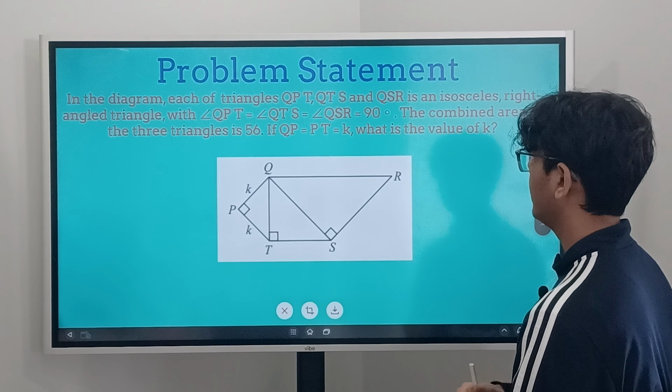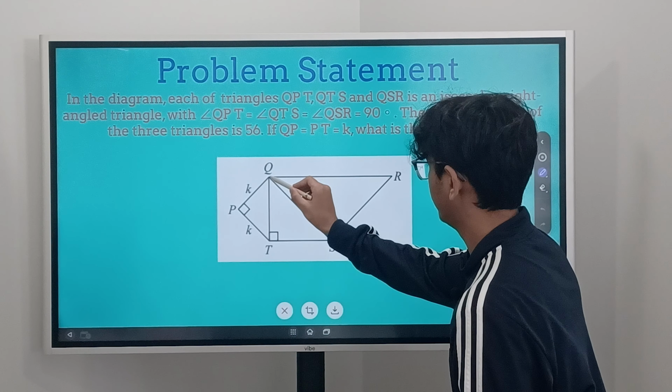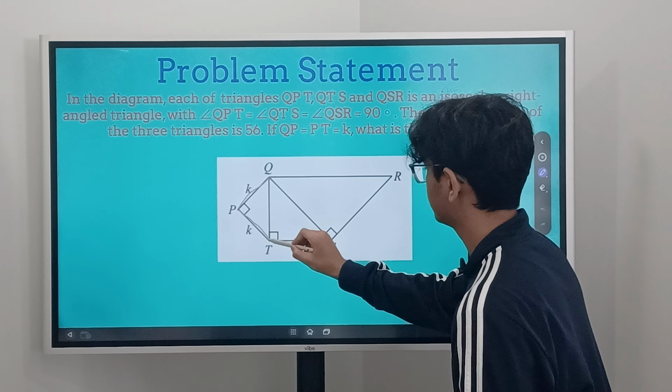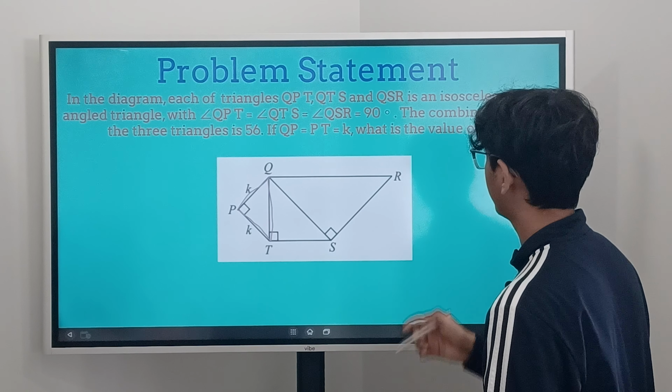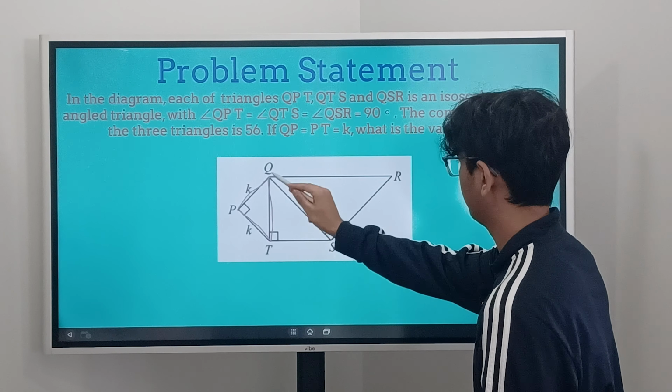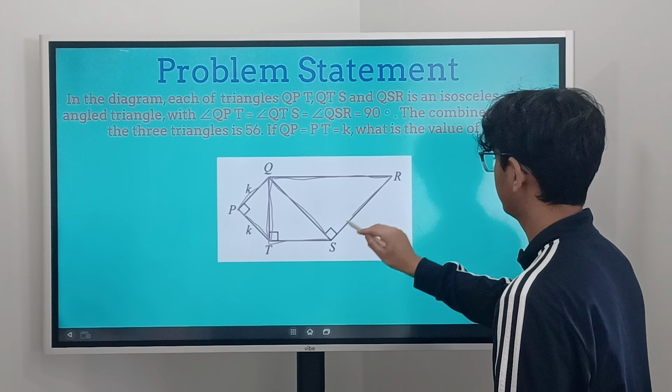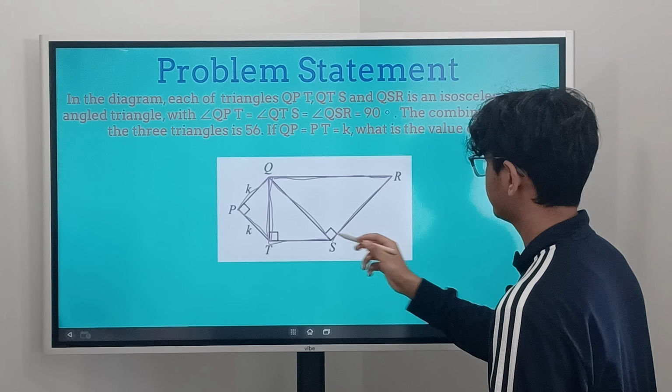In the diagram, each of the three triangles, so our first triangle is QPT, our second triangle is QTS, and finally our third triangle is QSR, are all isosceles.